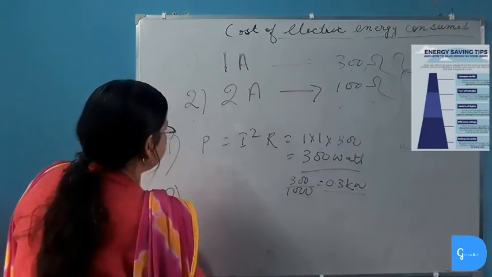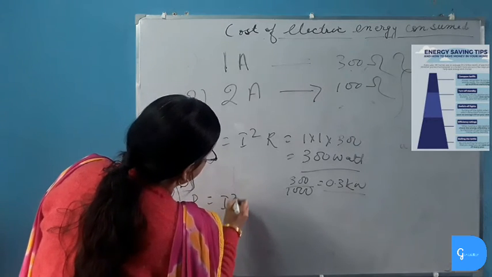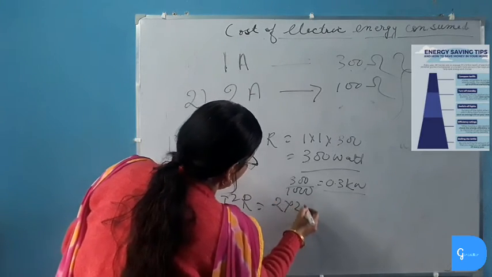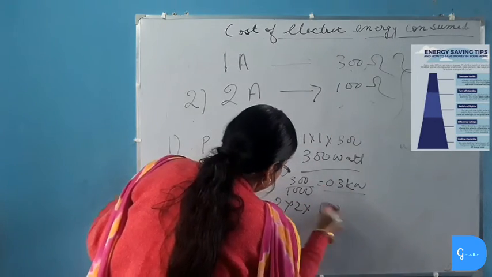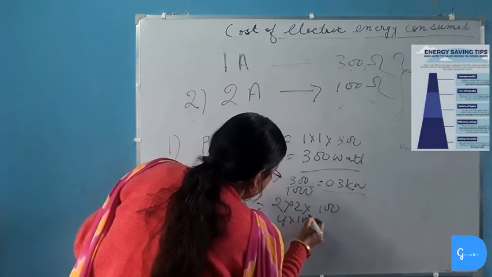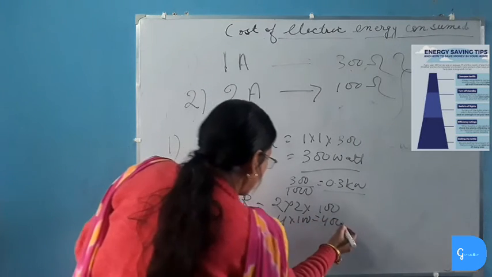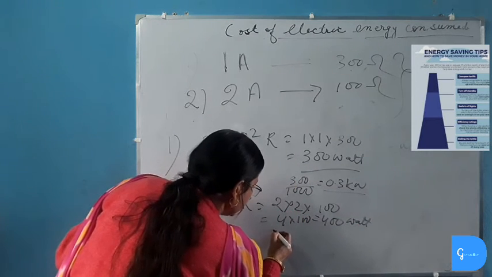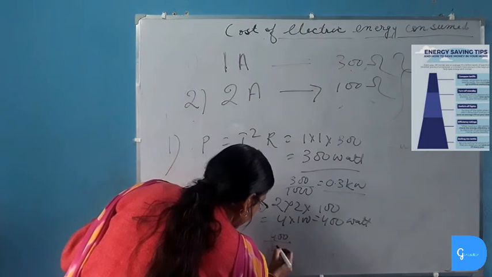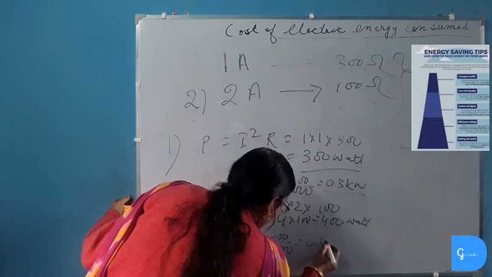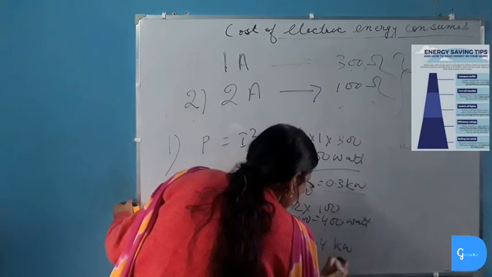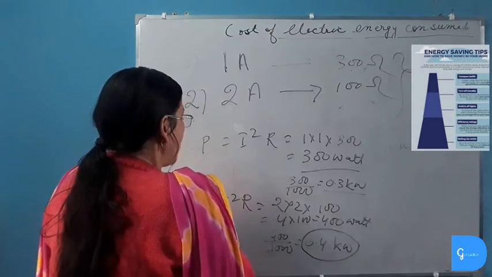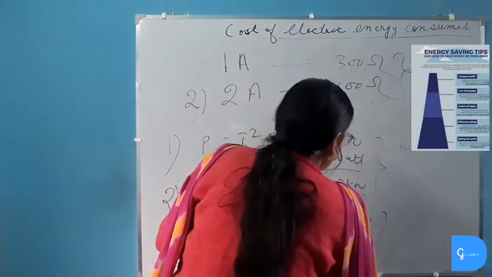Now in the second case, power is equal to I squared R. In the second case the current is 2 ampere. 2 into 2 into R, and R is 100 ohm, is equal to 4 into 100 is equal to 400 watt. If we convert it into kilowatt, we will divide 400 by 1000, which is equal to 0.4 kilowatt. Now this is the power, 0.4 kilowatt, in the second case, and both of these are used for 1 hour.